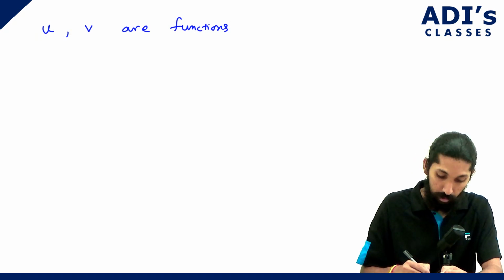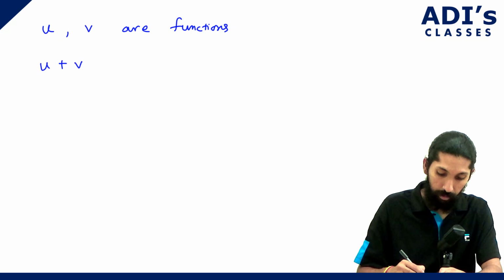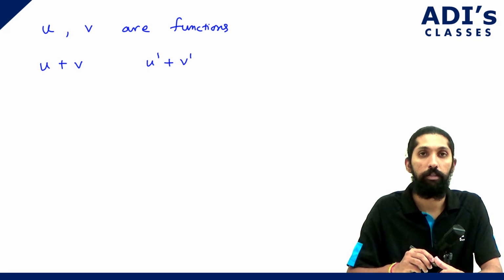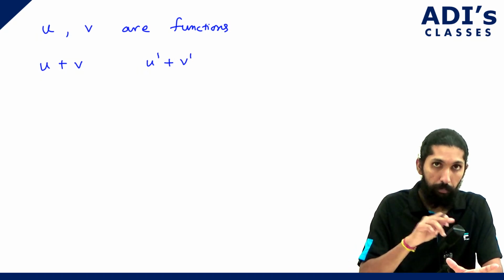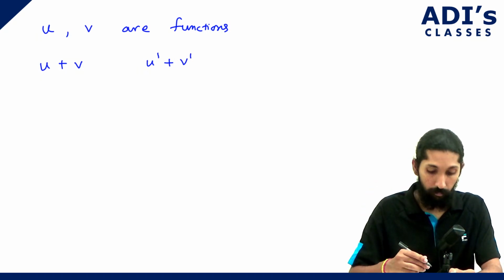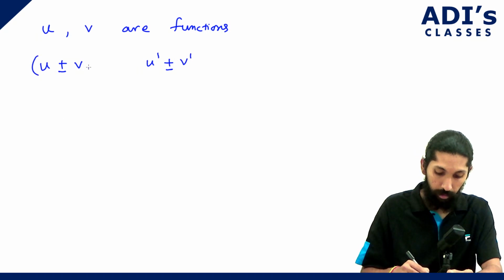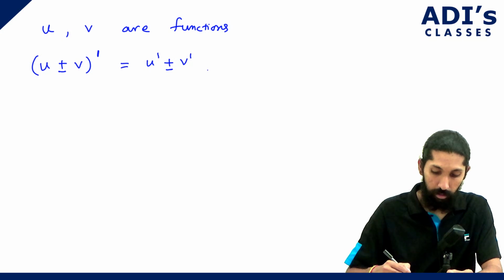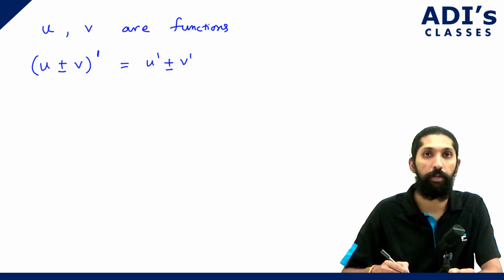Suppose you have u plus v, then if you are differentiating both of them, you can write this as u dash plus v dash. Isn't it? Like if you have x square plus x, then you differentiate x square plus the derivative of x. Suppose you have minus, then you have minus. So you can say the derivative of u plus or minus v is u dash plus or minus v dash. Right? This is the first part.